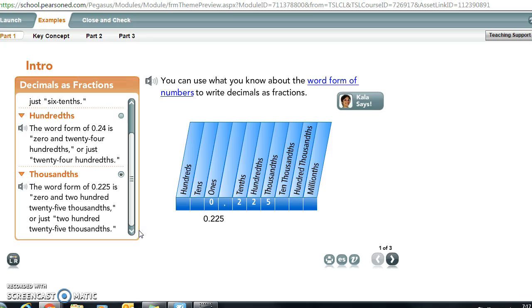Use the least place, thousands, to write this decimal as a fraction. Then simplify if possible. The decimal 0.225 can be written as the fraction 9/40. Okay, so again, we know that we'll have 1, 2, 3 zeros on the bottom, making it 1,000. And looking at this number, the GCF between 225 and 1,000 is 25.